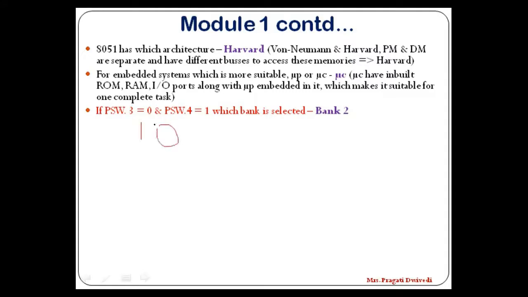1 and 0. This is which bank? So definitely this is your bank 2. Understood? Now if you are in a hurry, you will read it as 0, 1, the way it is written, and then you will say that the option is bank 1. So you have to be very careful.